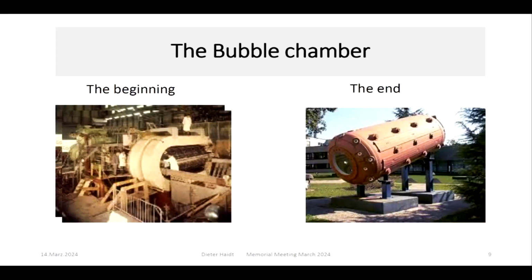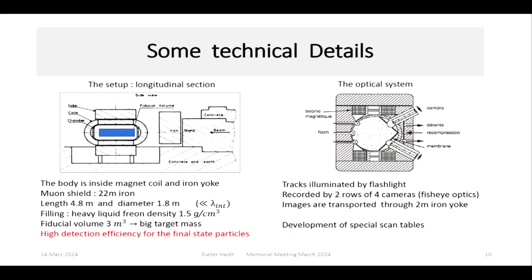Here is the bubble chamber at its beginning, when it was assembled, and at the end, 1989, when a crack occurred, and therefore this defines the end of the bubble chamber. Here are some technical details. You can see the longitudinal cross-section.